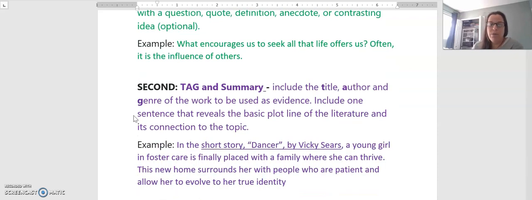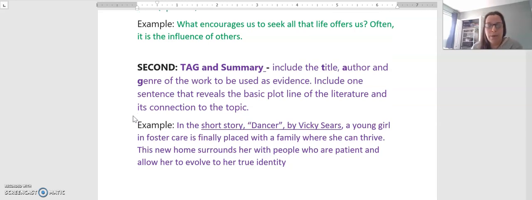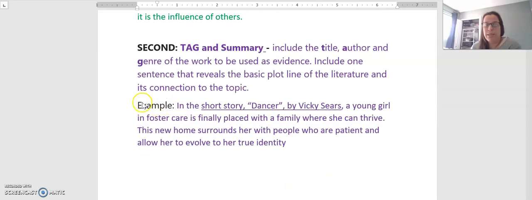The next thing you need to do is your tag and summary. Tag stands for title, author, and genre of the work that you're going to be using to support your arguments. You're going to include one sentence that reveals the basic plot line of the literature and its connection to the topic. An example here is, in the short story Dancer by Vicky Sears, a young girl in foster care is finally placed with a family where she can thrive. This new home surrounds her with people who are patient and allow her to evolve to her true identity.